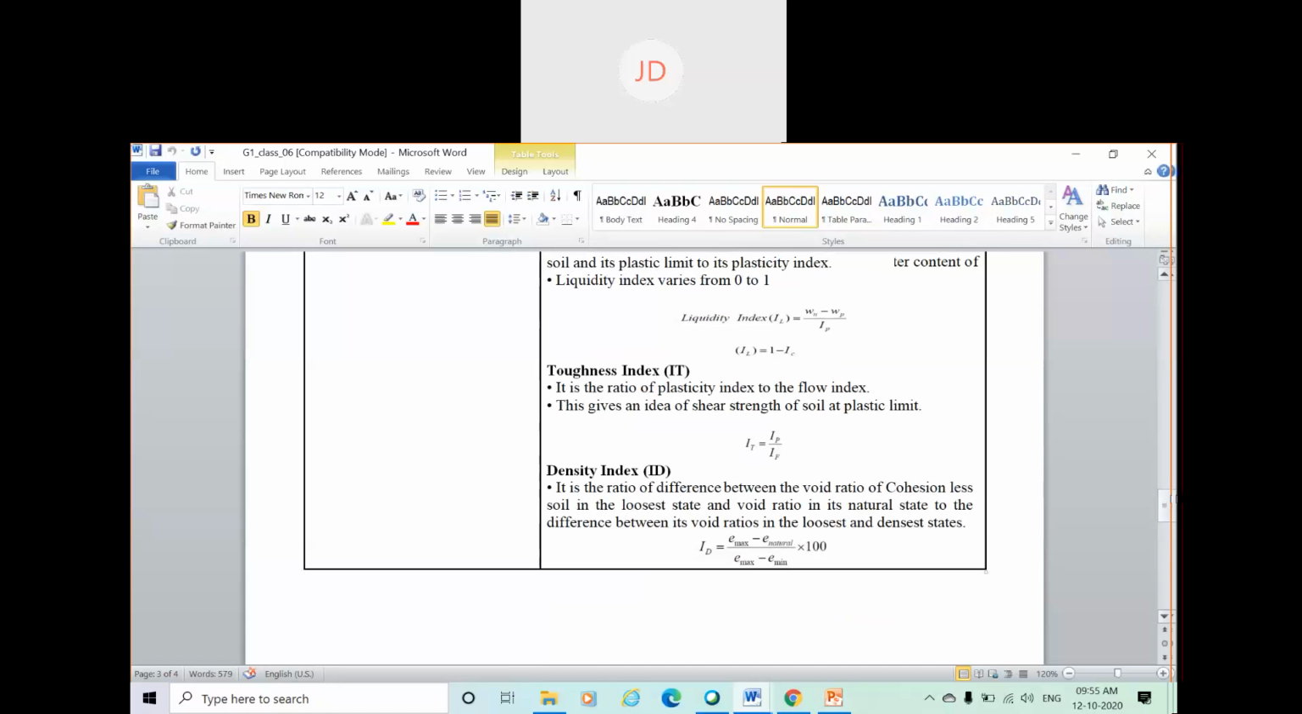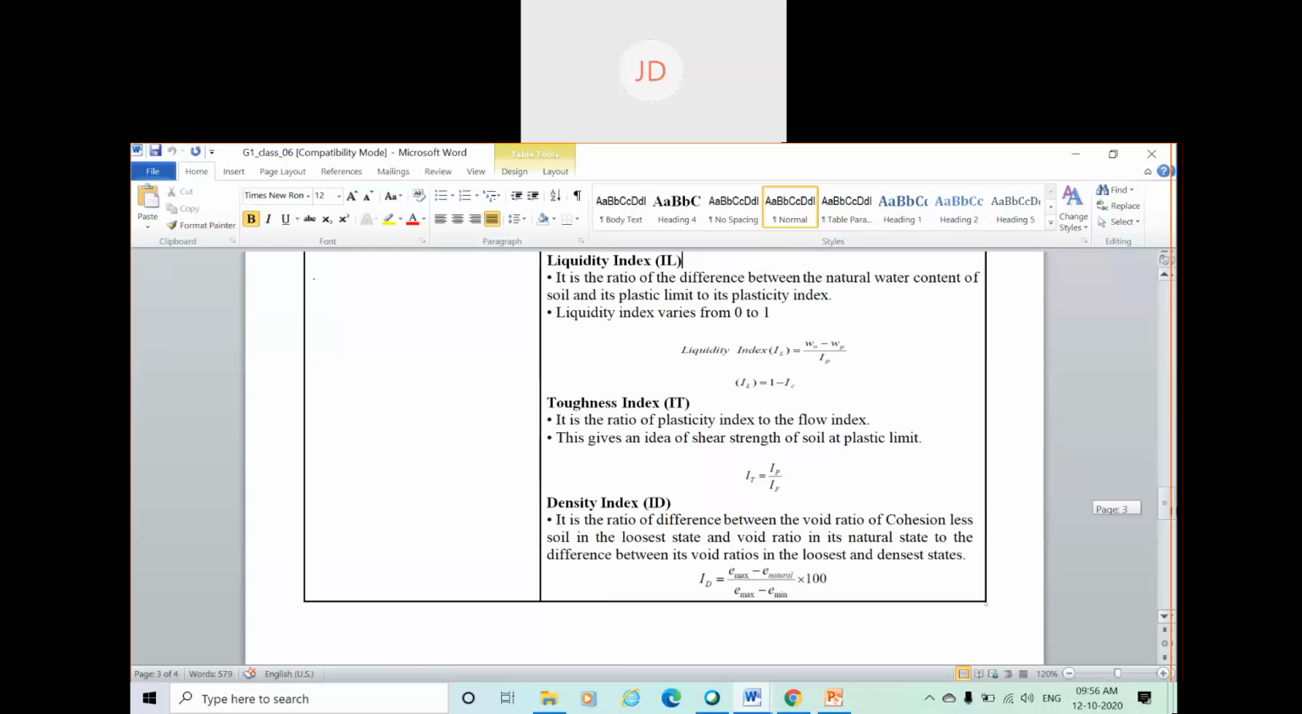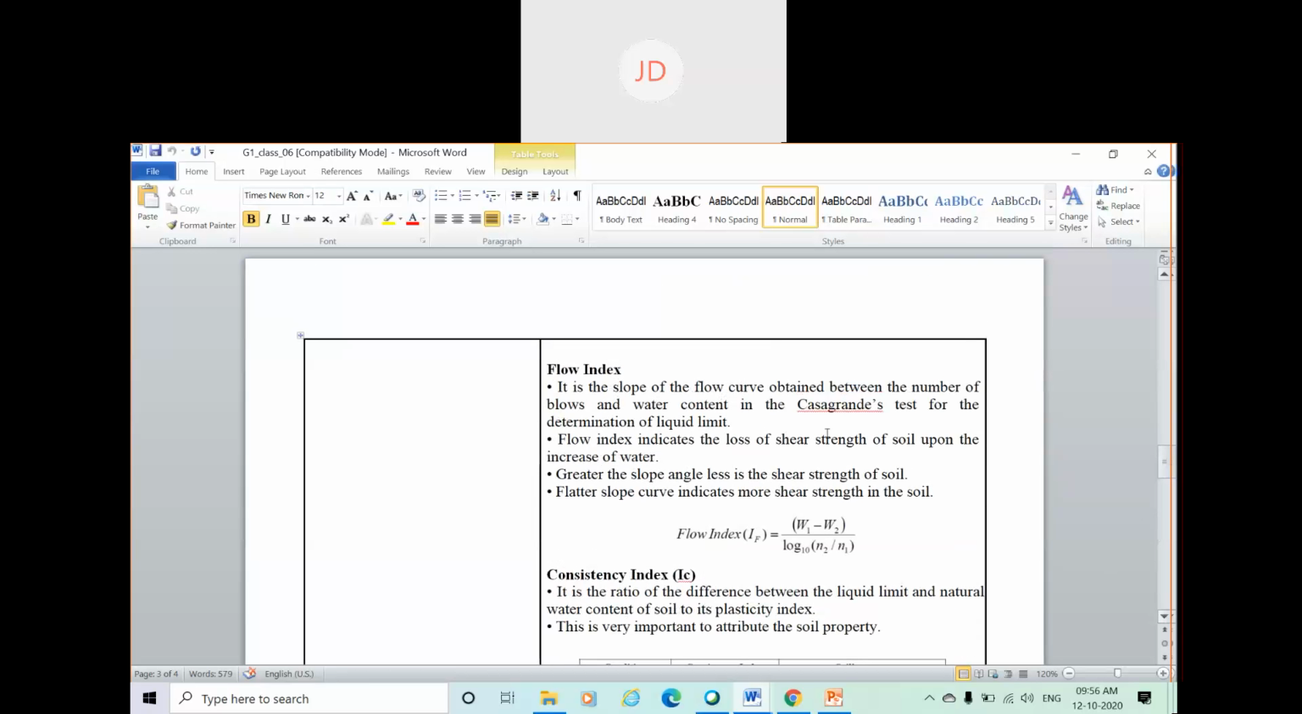Toughness index, this one is also very important. So try to remember this one also. It is the ratio of plasticity index to flow index. Plasticity index is already defined to you, liquid limit minus plastic limit. Now what is flow index? Flow index we already discussed, right? From the liquid limit test you will find out the flow index.